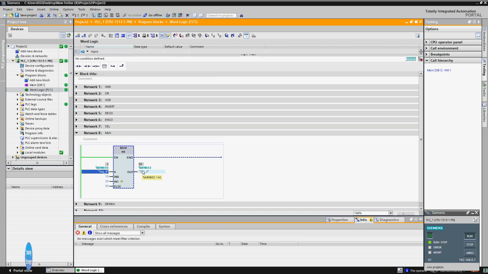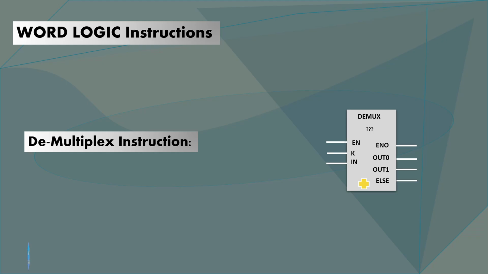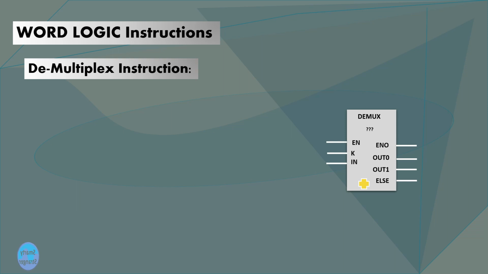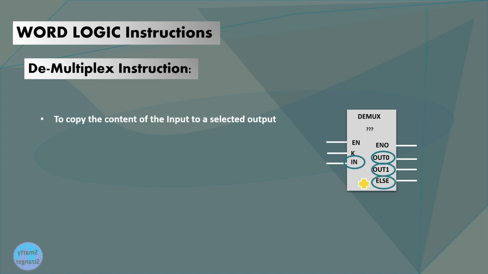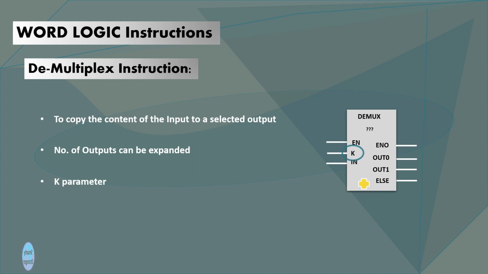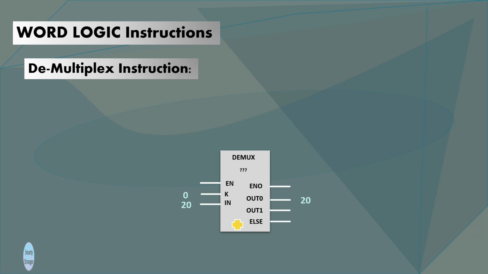Our next instruction is demultiplex instruction. Demultiplex or demux instruction is used to copy the content of the input to a selected output. The number of selectable outputs can be extended in the instruction box. You can use the K parameter to define the output to which the content of the input is to be copied.